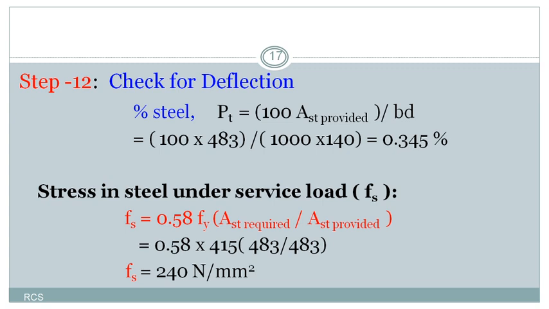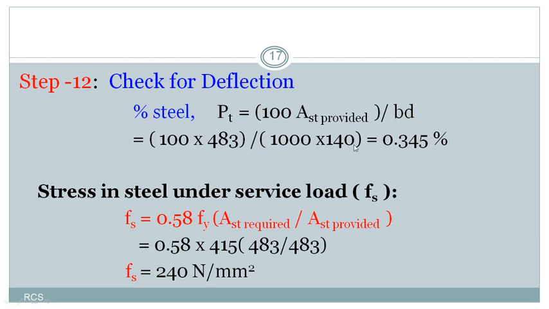Now we have to check whether the design parameters are safe against deflection, shear and development length. So we go for the check against deflection. This can be done by obtaining the percentage of steel and knowing the stress in steel under service load. The percentage of steel is 100 Ast provided by bd. Here I am providing 483 mm square of steel, so 100 into 483 by 1000, which is the 1 meter width of the slab, and d is 140 mm, the effective depth of the slab.